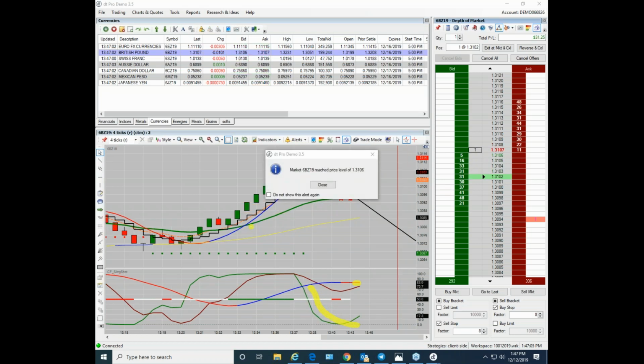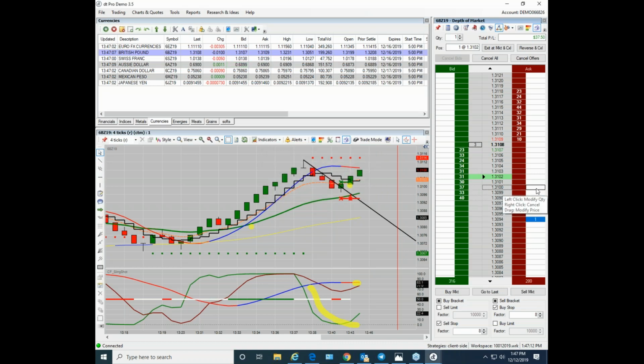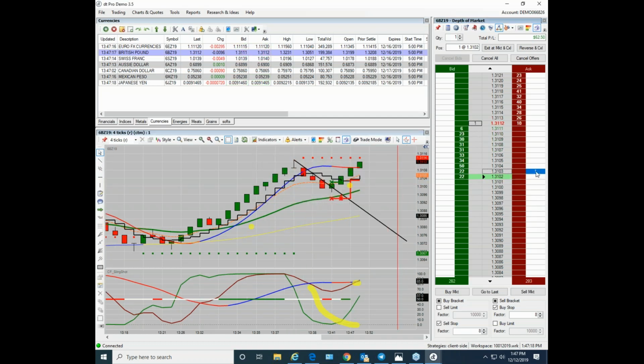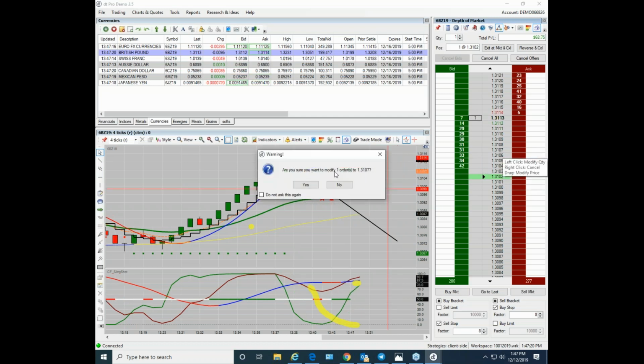All right, so now the stop goes to our entry. I actually put it a few ticks in front. Now we're moving. Now we trail along with it.